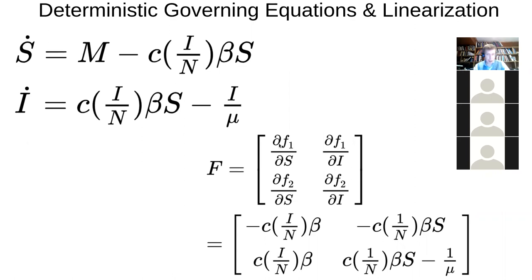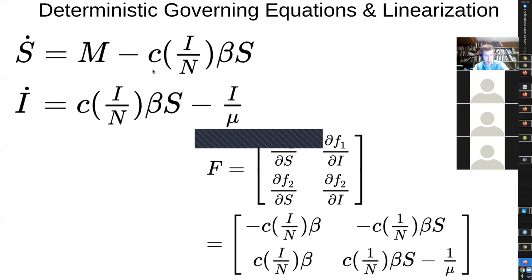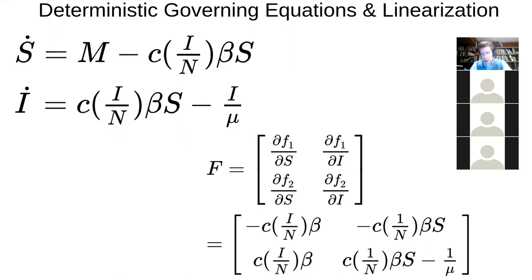And the Jacobian just says, okay, how quickly is S changing? So the first row is how quickly is S dot changing as we change S or as we change I? And the second row is how quickly is I dot changing as we change S or as we change I? This is our Jacobian, that's our linearization of this. It says as we increase S, or we increase I, how much would S dot rise, for example? Okay, so that's the idea with this Jacobian.